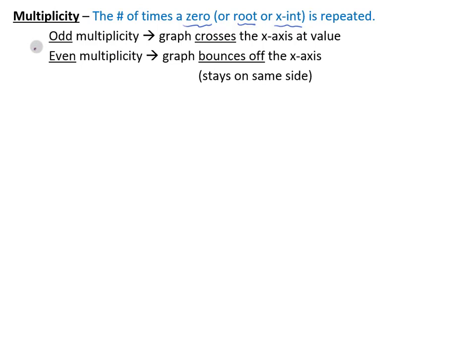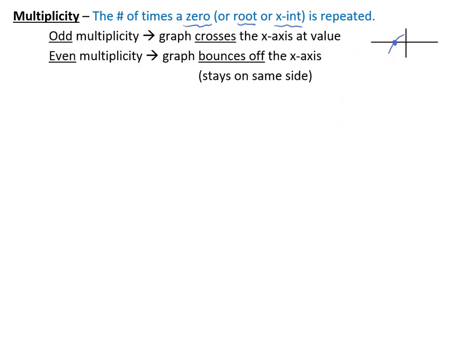Okay, so a couple odd things happen here, pun intended. If it's an odd multiplicity, so we get that answer back 1 time or 3 times or 5 times, my graph will cross the x-axis. So if this is our x and y axis, an odd multiplicity in my graph might just pass through. It's just going to cross the x-axis at whatever that value is.